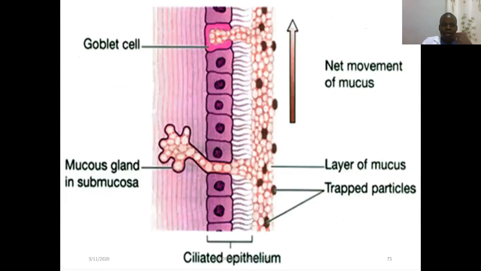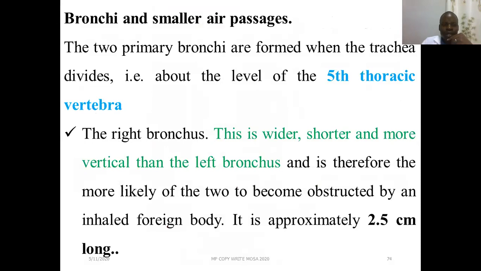So you can see some goblet cells, which we mentioned earlier on, which continuously keep on producing mucus so that it is able to trap the dust particles and any other foreign bodies which might have been held in the process of respiration. The bronchi and smaller air passages.